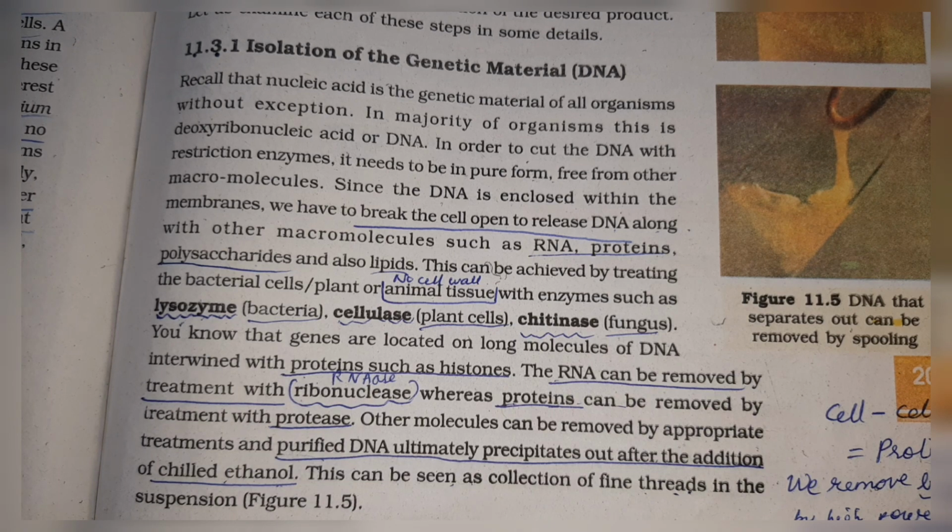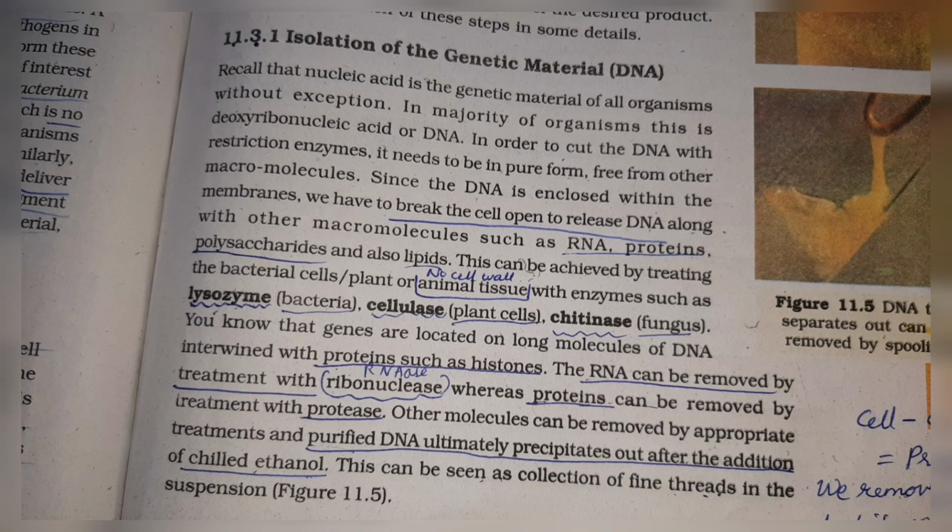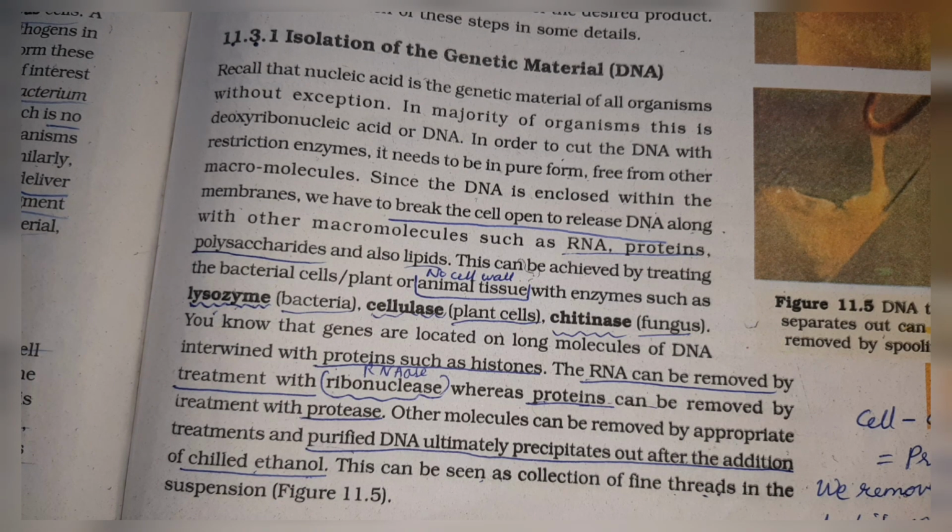Now, you know that genes are located on long molecules of DNA intertwined with proteins such as histones. These histones and the DNA are packed together, and the genes are located in the DNA. The RNA is also present along with the DNA. So this RNA can be removed by treatment with ribonuclease. When we treat RNA, that is ribonucleic acid, with ribonuclease, RNA gets destroyed. Proteins are also present. These proteins can be removed by treatment with protease. Other molecules can be removed by appropriate treatment, and lastly we get the purified DNA, and this is precipitated out after the addition of chilled ethanol.